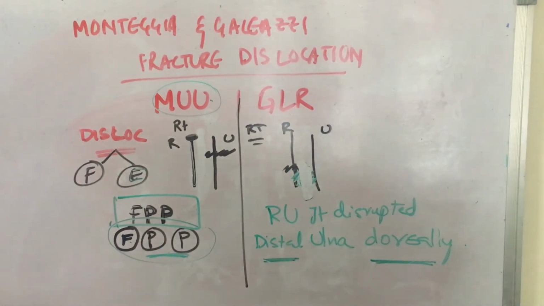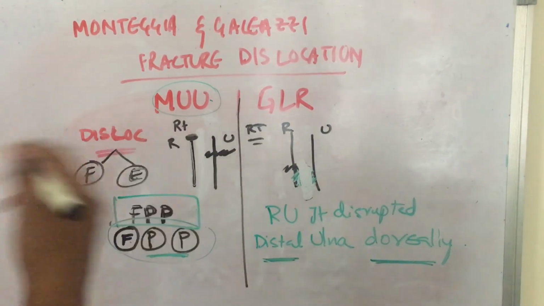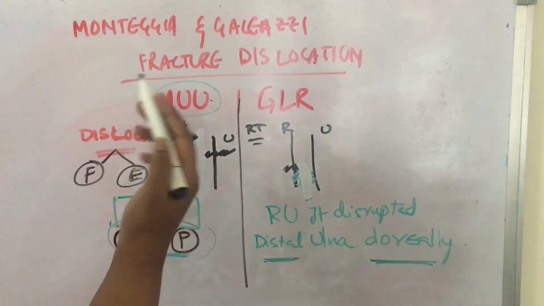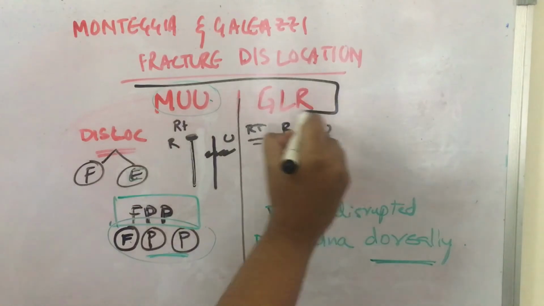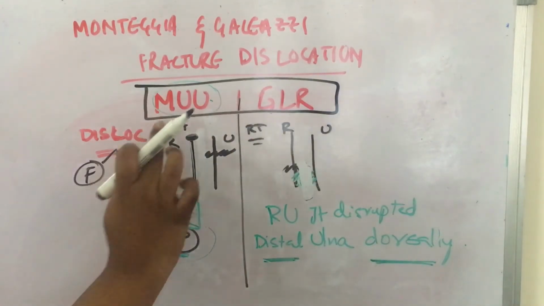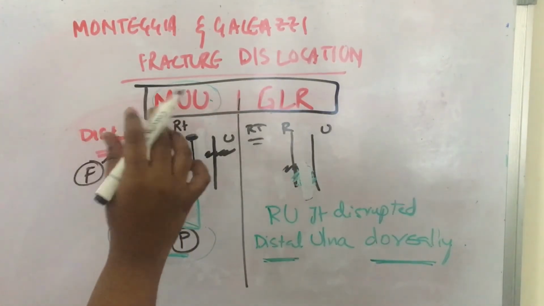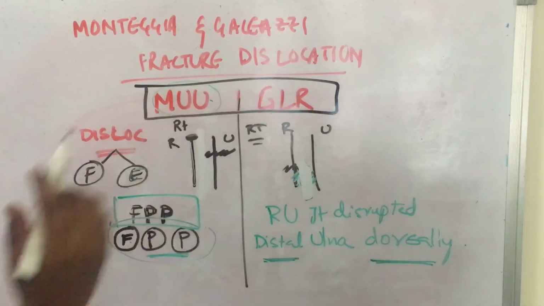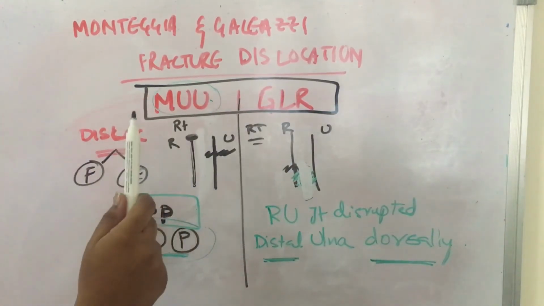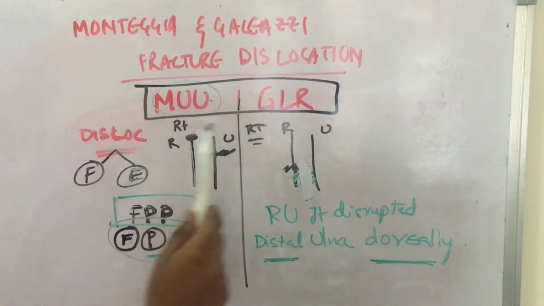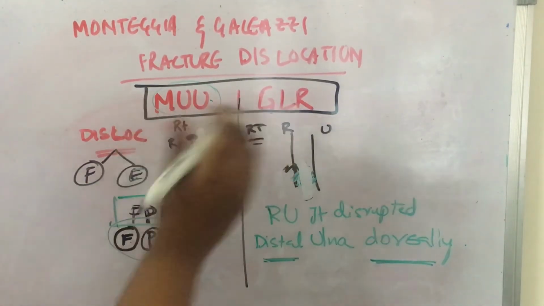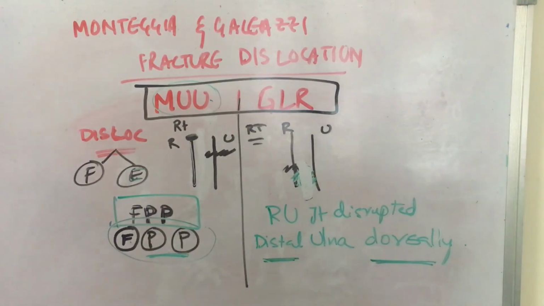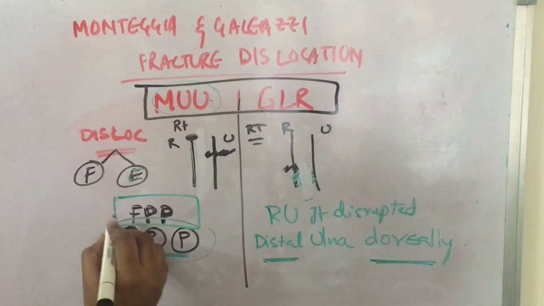I'll go through it once again very briefly. So coming to this, Monteggia and Galeazzi fracture dislocation, what is the mnemonic? I said MUU and GLR. Once you remember this has something to do with fractures, MUU and GLR. Now you know how the fracture is happening: in Monteggia, upper 1/3, in Galeazzi, lower 1/3 of radius. Now that you differentiated, but how is the dislocation happening? Coming to MUU, you need to remember FPP.